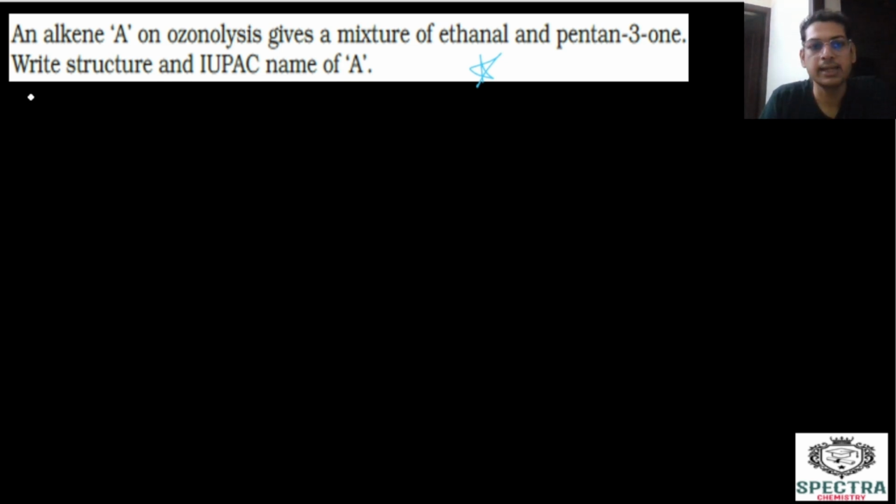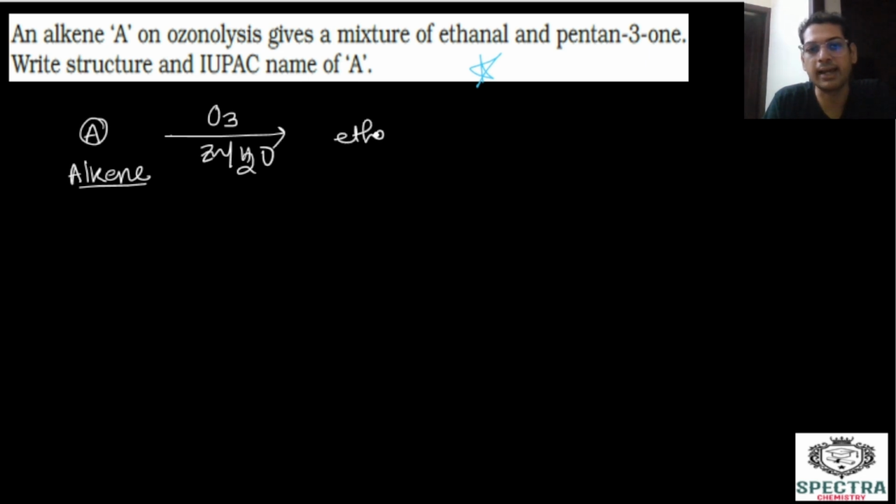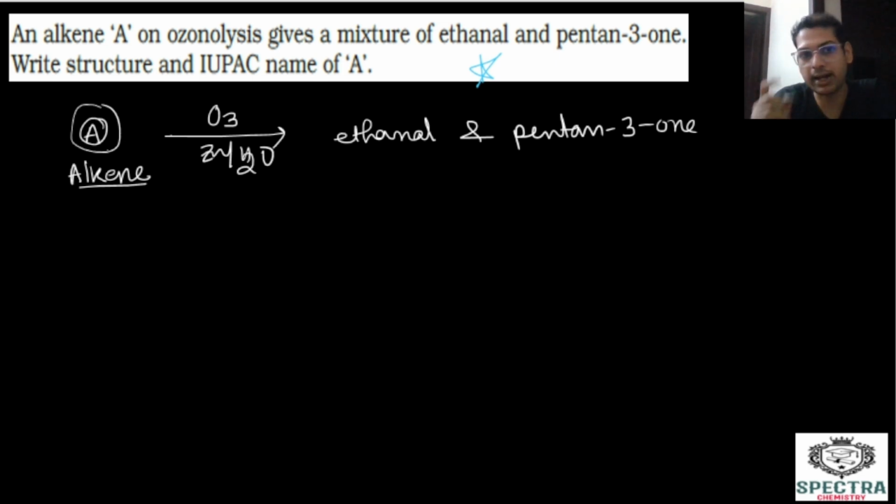So what are they saying? They are saying that there is an alkene A. Whenever you get this question, you have to write the flow chart. Alkene A, you have done ozonolysis. Ozonolysis means that I have done O3, ZnH2O, right? Yes, you have done O3, ZnH2O, and it gives a mixture of ethanal and pentan-3-one. So you should have a sound knowledge about these structures as well. Write the structure and IUPAC name of A. So this A you have to find out.